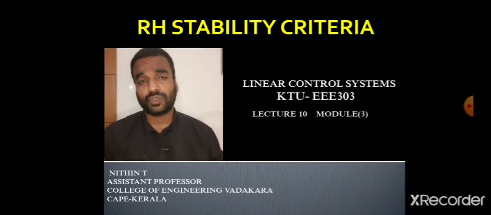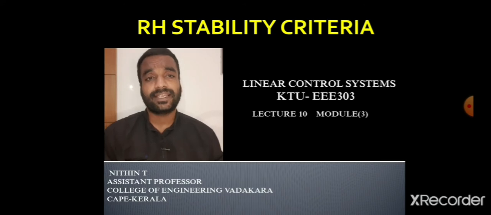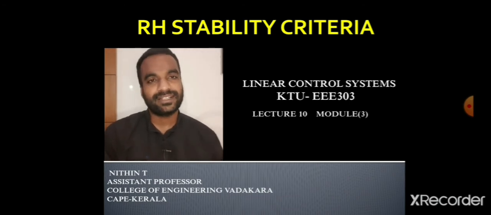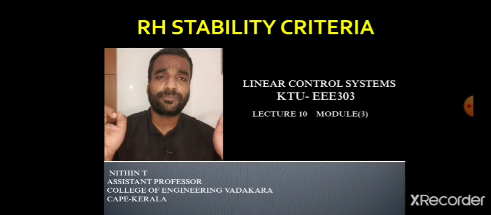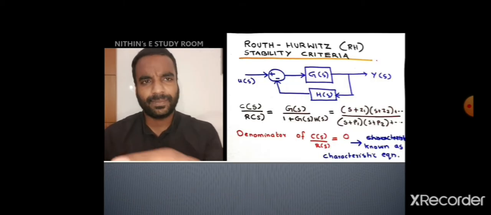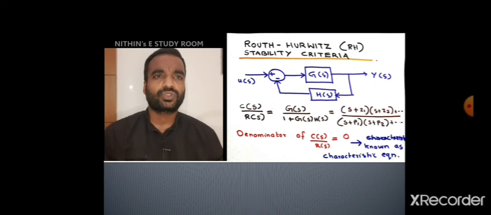And also, Routh Hurwitz stability criteria will tell you how many poles are located at the left side, how many poles are located at the right side, and whether there are any poles on the j omega axis. All the locations of poles will be given from the transfer function itself. We will discuss it in detail by slides. So, Routh Hurwitz or RH stability criteria.